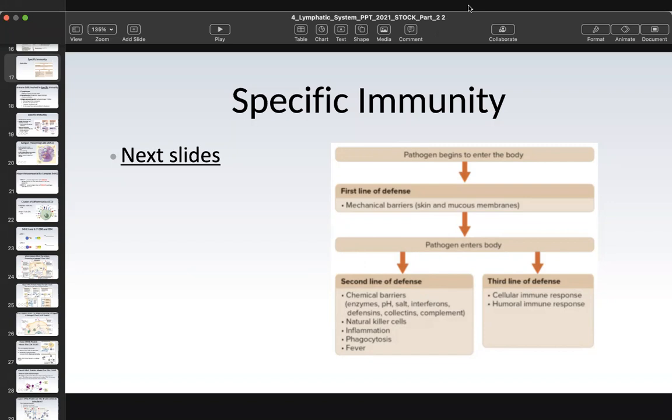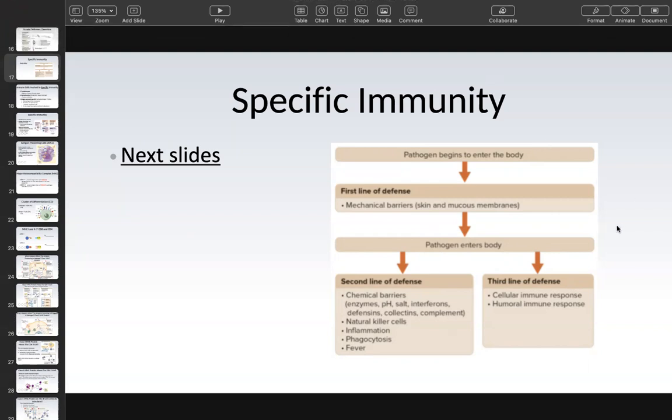In this video, we will discuss aspects of specific immunity. We will cover the significance of the major histocompatibility complex, as well as the differences between passive and active immunity. We will also cover humoral immunity as well as cellular immunity, all of which are part of the third line of defense, which falls into the category of the specific immune system.